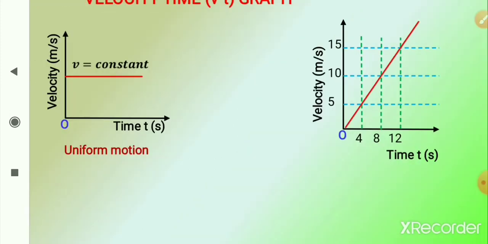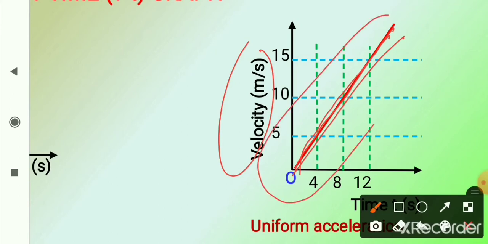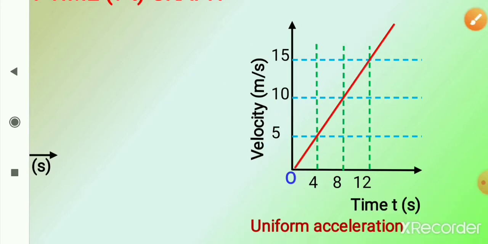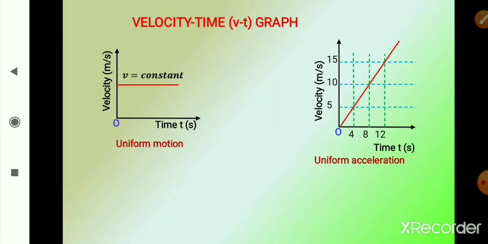And let us look at this situation here. Now, here the velocity is not constant, but what is happening? Velocity is increasing. Look at this side is velocity. Velocity is increasing at a constant rate. And constant rate means the rate of change of velocity is called acceleration. So this is a graph for uniform acceleration or constant acceleration. So straight line VT graph gives uniform acceleration.